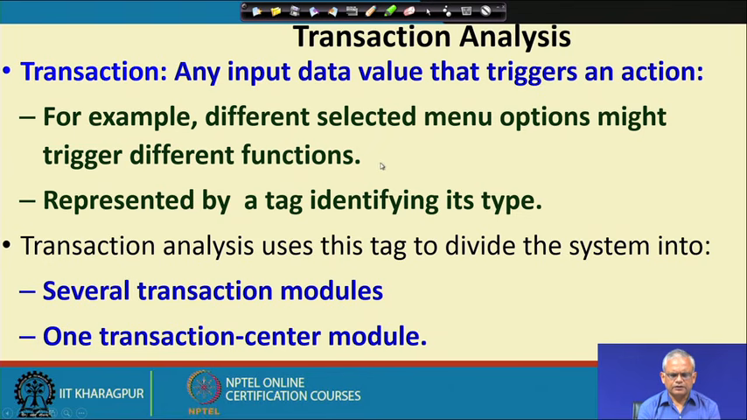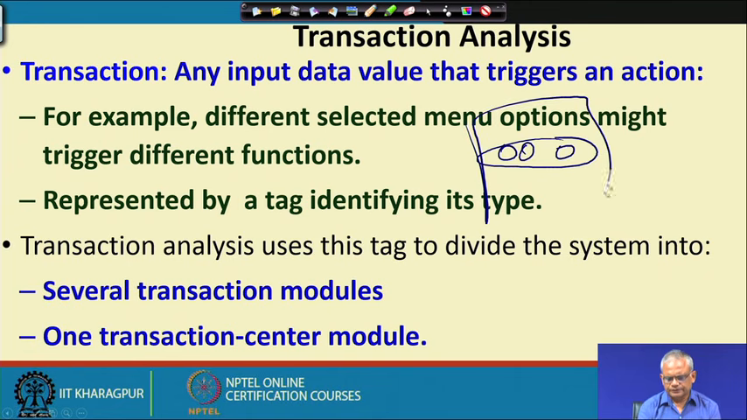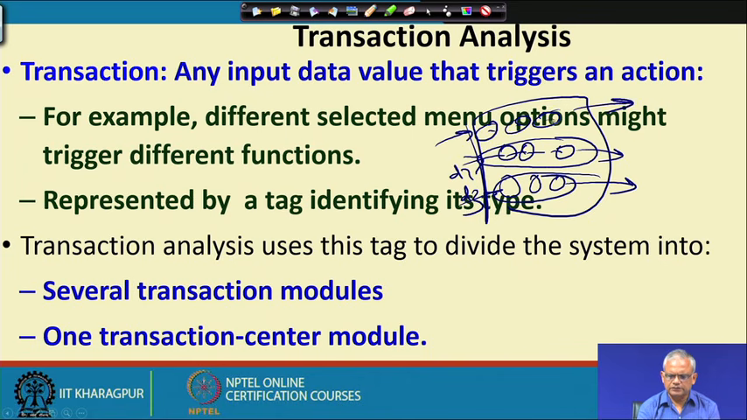So, typically the data that is input to a DFD is processed by different functions, and each of those functions we call a transaction, and we can represent this in the form of a structure chart. And typically, if we identify in a DFD that this is one transaction and this is another transaction, so this data is processed through these functions, this data is processed through these functions, and these data are processed through these functions, then there are three transactions here.